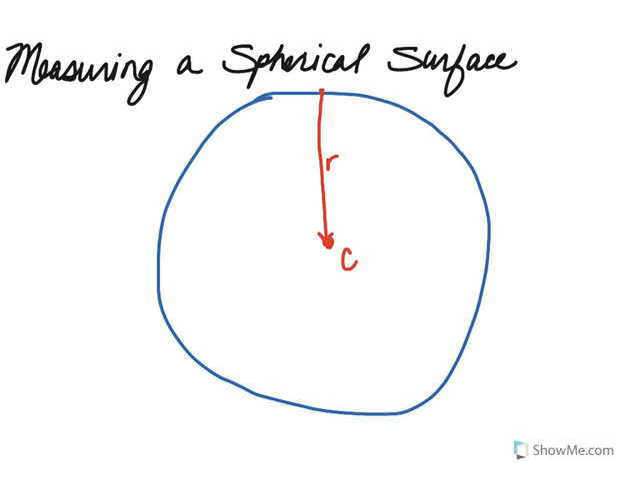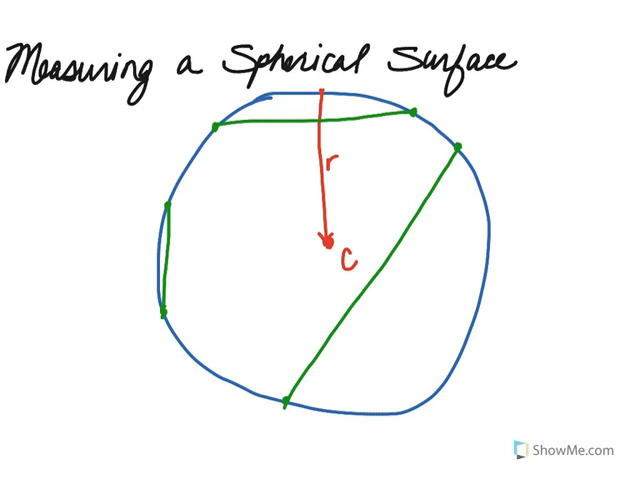Now if we were to choose any 2 points along the surface of the sphere and draw a straight line between them, that straight line would be called the chord. And the chord can vary in size depending on where those 2 points are. These are 3 different chords that are all on the same spherical surface.